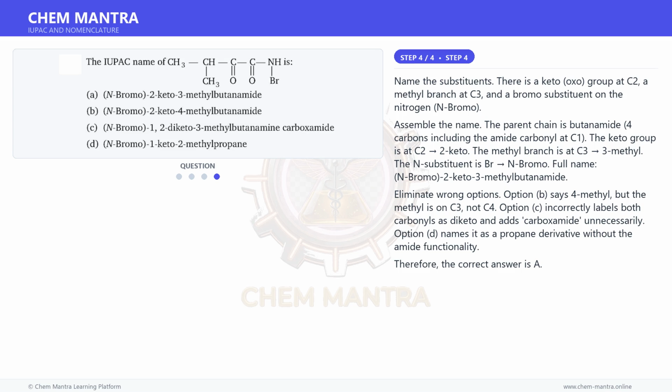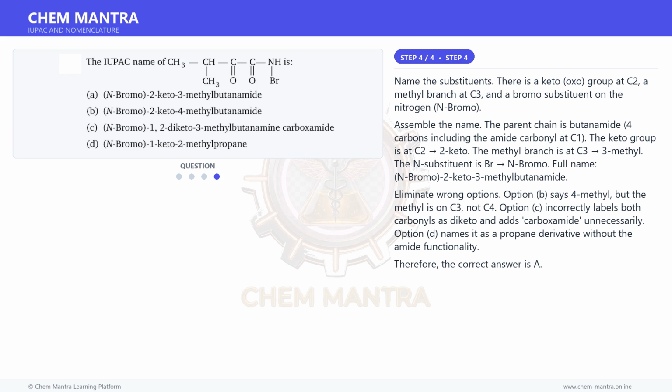There is a keto, oxo, group at C2, a methyl branch at C3, and a bromo substituent on the nitrogen, N-bromo. Assemble the name. The parent chain is butanamide, 4 carbons including the amide carbonyl at C1. The keto group is at C2, 2-keto. The methyl branch is at C3, 3-methyl. The N substituent is Br, N-bromo. Full name: N-bromo-2-keto-3-methylbutanamide.